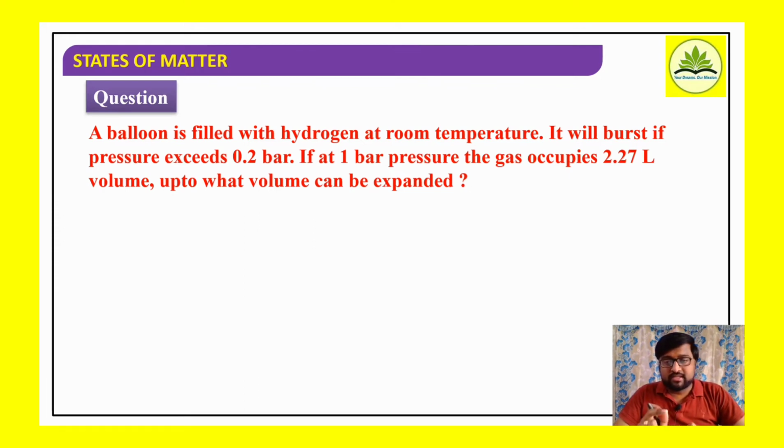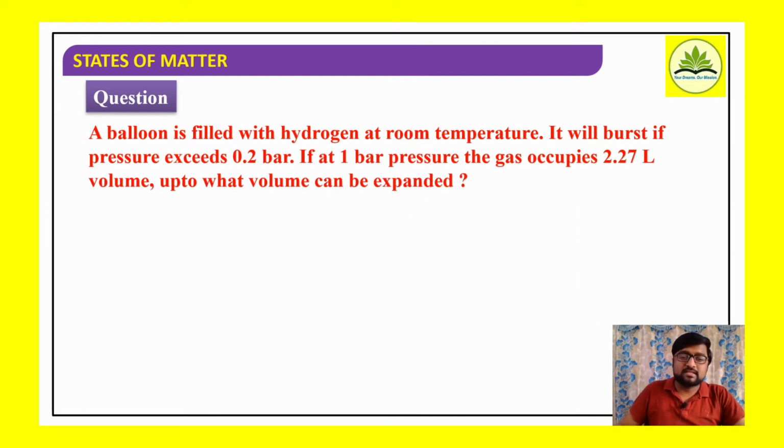Further, if at 1 bar pressure the gas occupies 2.72 liters of volume, up to what volume can it be expanded? They have given a certain pressure value here, that is 0.2 bar. The balloon bursts if the pressure exceeds 0.2 bar, so we have to find out the volume at 0.2 bar pressure, so that the volume of the balloon must be less than the corresponding value we are going to calculate now. What is the condition they are specifying? If at 1 bar pressure the gas occupies 2.27 liters of volume, up to what volume can it be expanded?